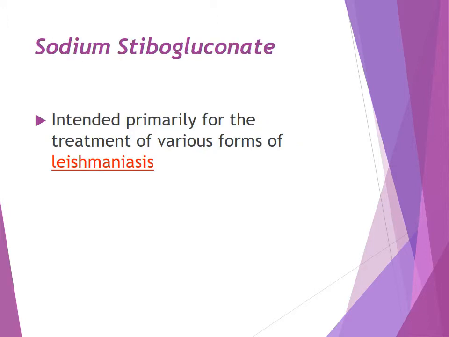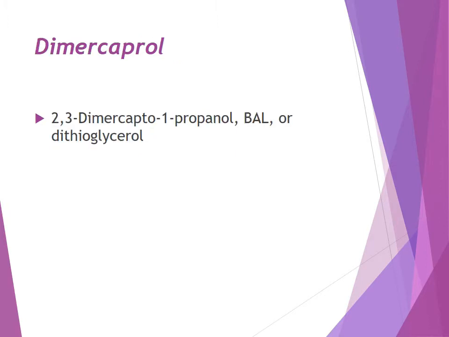Next, we have sodium stibogluconate. Your sodium stibogluconate is used to treat various forms of leishmaniasis. Next, we have your dimercaprol. Dimercaprol is also known as your BAL or British anti-Lewisite or dithioglycerol or 2,3-dimercapto-1-propanol. This is also used as an antidote for heavy metals such as your arsenic, your antimony, mercury, and your lead.